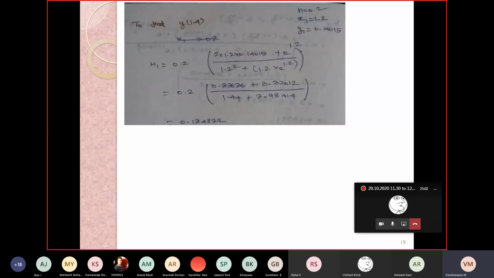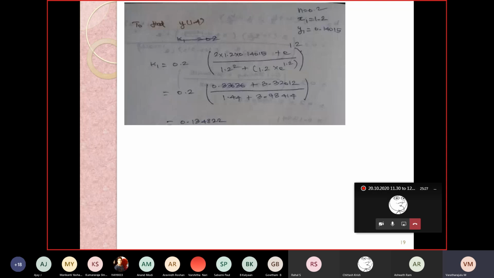But here the essential information we need to remember is that instead of our x0 and y0, we need to consider the x1 and y1 values that were found based on the first iteration, that is the 0th iteration. So 1.2 is our x1 and 0.14015 was the result of y1, that we need to carry forward now to find y2, that is y of 1.4.